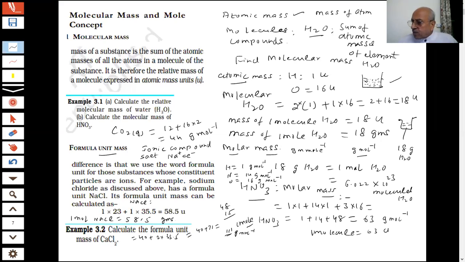So this way, students, we are now in a position to find the molecular masses. We defined atomic mass, we defined molecular mass. By adding the atomic masses, we can find the molecular masses, and we defined the mole. Clear? Any doubt in this?